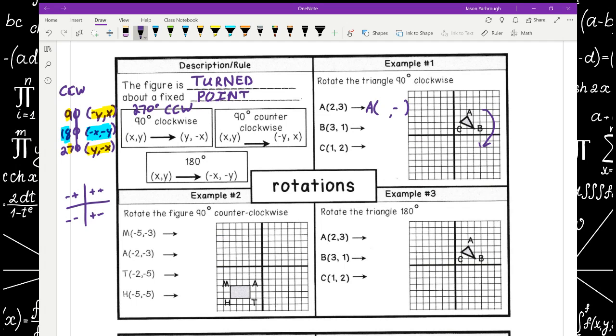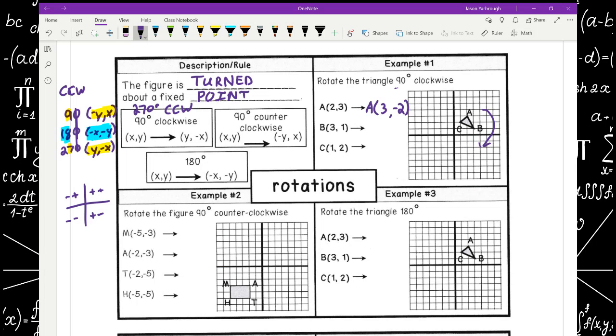So since it's 90 degrees, do these values stay xy, or does it become yx? Do they switch? Since it's 90 degrees, those switch. So we're going to put the 3 at the front and the 2 at the back. Again, basically we found the positive and negative because we know that it's going to be in the bottom right, and we know that it's switched because it's an odd rotation, not an even rotation.